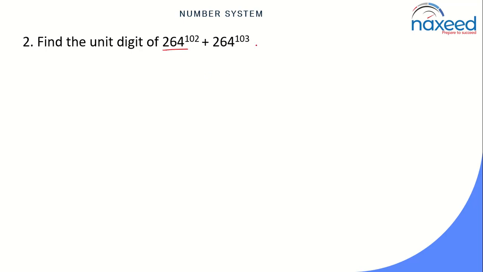Two numbers are given, 264 to the power 102 and 264 to the power 103. If we talk about this number 264, what is the unit digit, the last digit of 264? It is 4 here, correct? And what is the cyclicity of 4? We all know the cyclicity of 4 is 2.